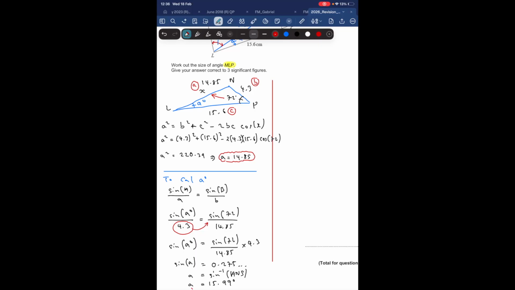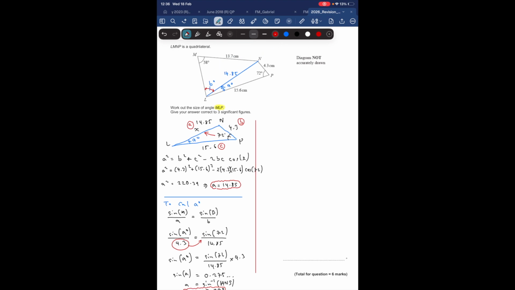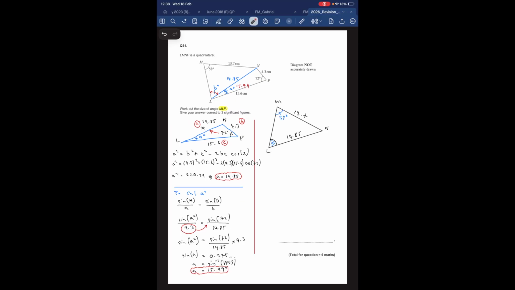That is the small angle on the diagram above. So this angle here, which is what we just calculated, is going to be 15.99 degrees. To save some time, I've redrawn this triangle MNL in this space here on the right hand side. The angle I'm trying to work out is going to be this angle here, which I've called angle B.